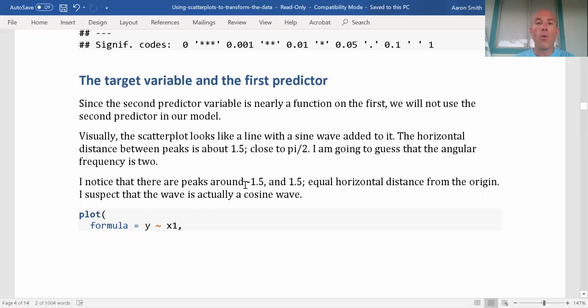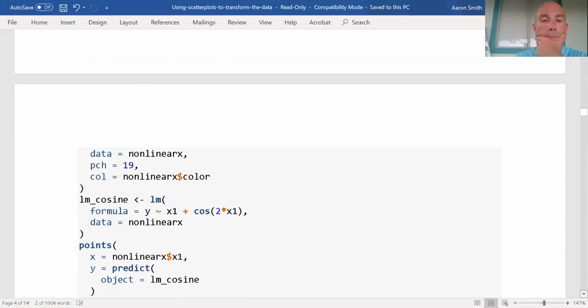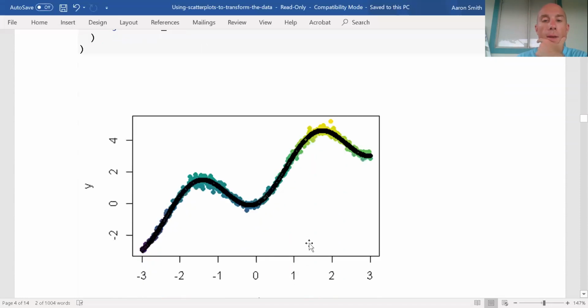Now I notice that the peaks are around negative pi over 2 and pi over 2, and they're equal distance from the origin. So if I look at the plot, I notice that the horizontal position here to the origin and the horizontal position here to the origin are about the same. So the added part is most at like equal amounts left and right. That's leading me to believe that the sine wave is actually an even function.